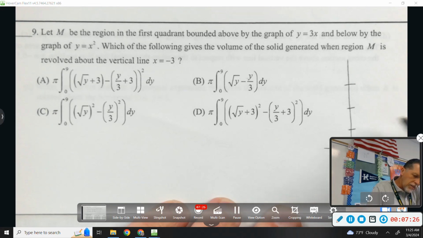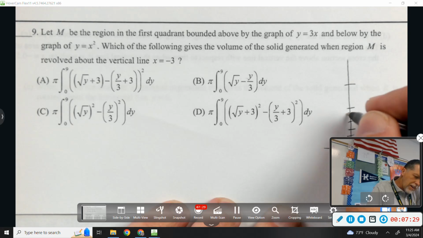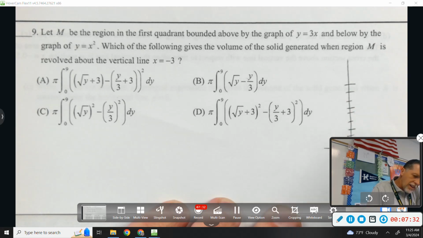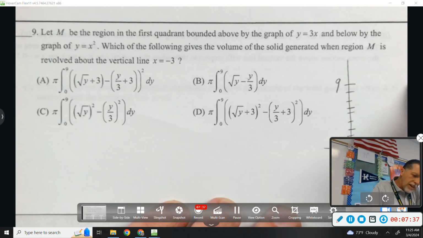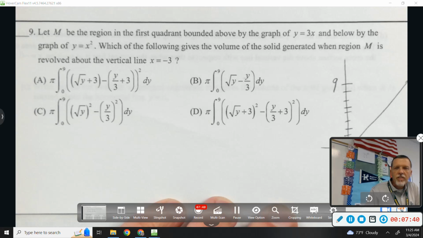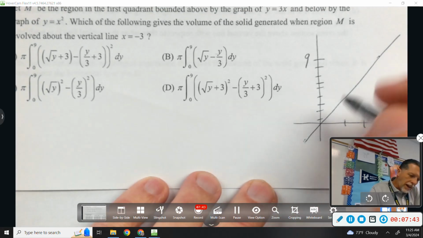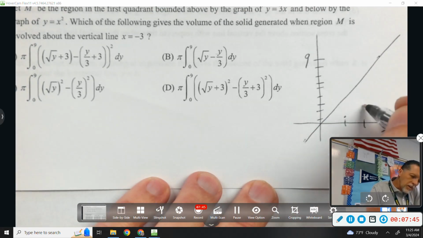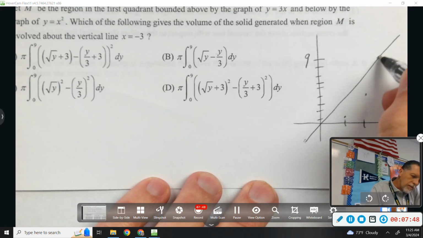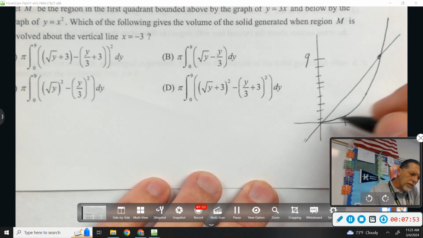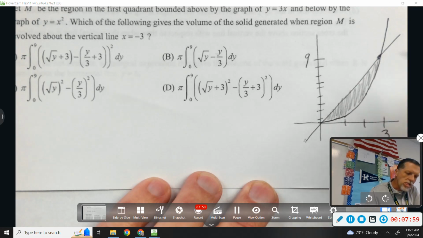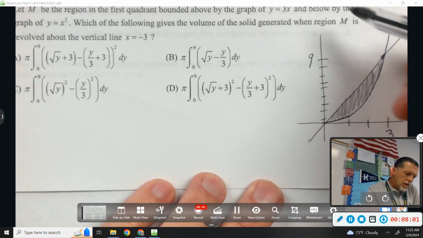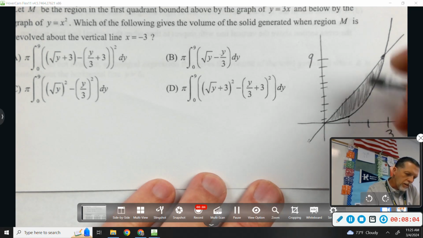Here we go. So bounded above by 3x. Again, you got a calculator, so if you need it, use it. And below by x squared. So (1, 1), (2, 4), (3, 9). So very similar to that region we were just looking at in number 6. Above by 3x, below by x squared.